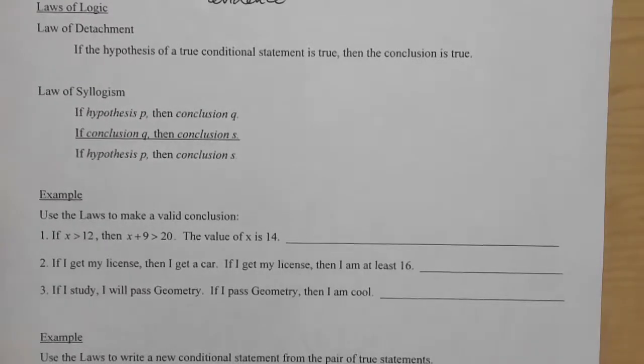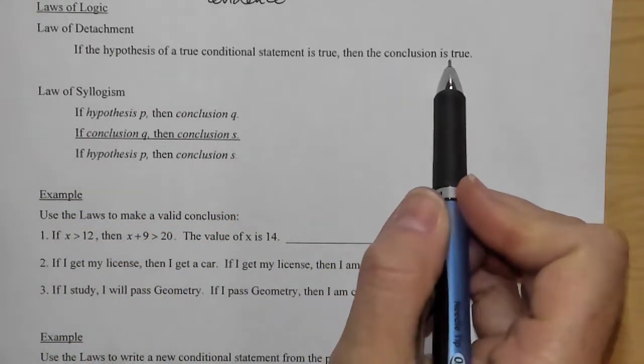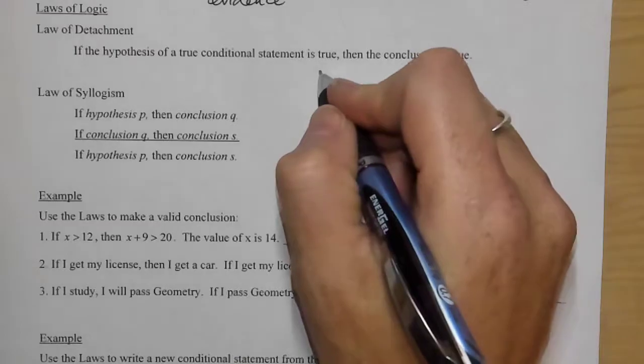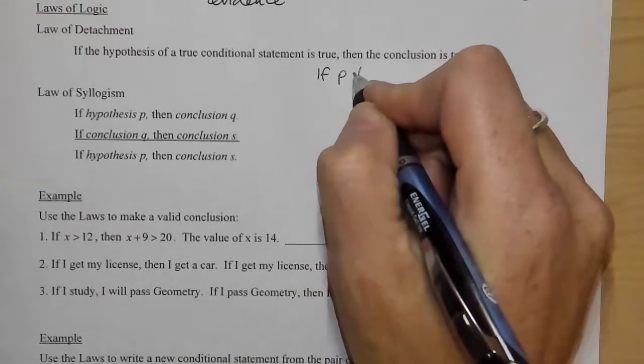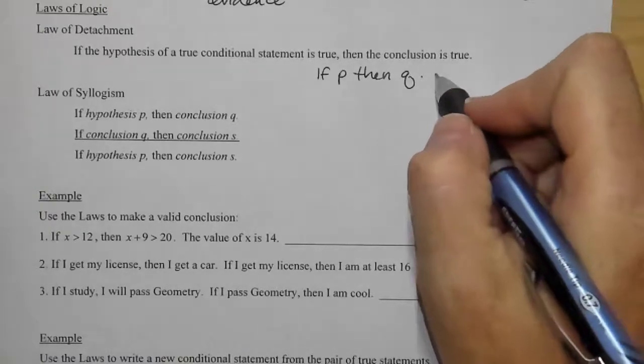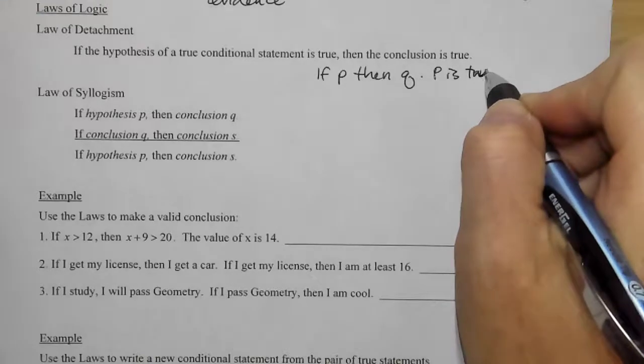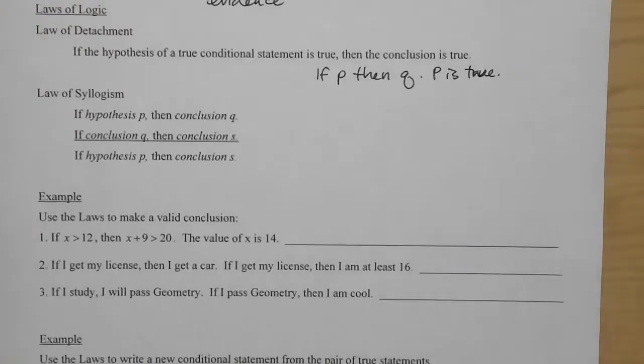One of them is called the law of detachment, which says if the hypothesis is true, then the conclusion is true. Kind of feels like a does statement. But if P, then Q is our statement, and then we usually follow it up by saying P is true.